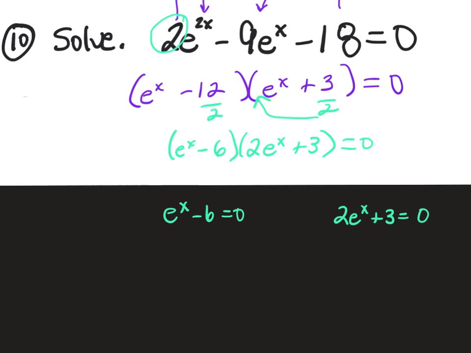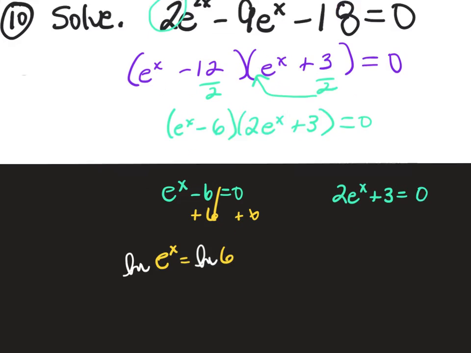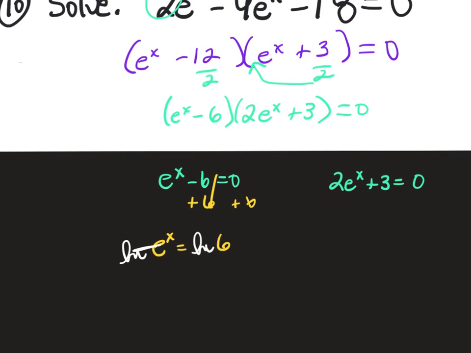So if I want to get e to the x all by itself, what do I do on the left-hand side? Natural log. Not yet. I want e to the x by itself. Add 6. Okay. Good. So I have e to the x equals 6. Now, Vincent, what would I do? Now you do the natural log. I already added the 6. Okay. So guys, ln and e cancel out, so I get x equals, what's the natural log of 6?